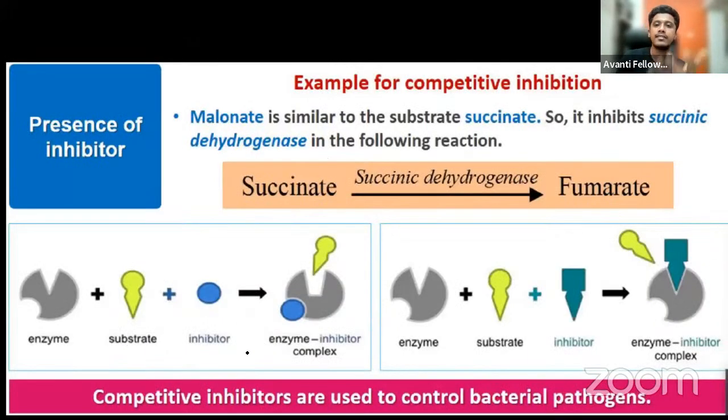Okay, so here is an example for competitive inhibition. For example, in the case of succinic dehydrogenase, which is an enzyme, if I add malonate, which has a similar structure to that of succinate, it will go and block its sites. That will prevent the enzymatic reaction from taking place.